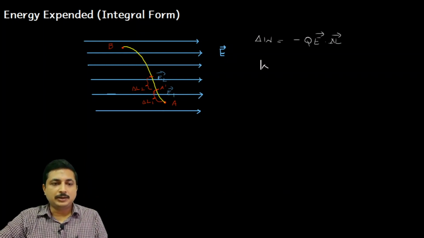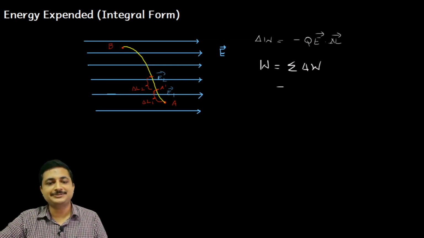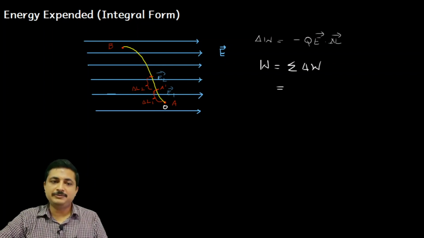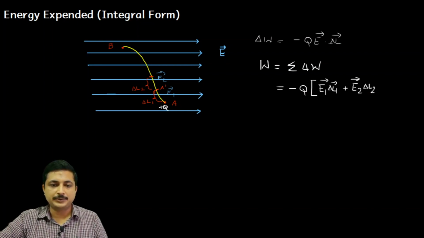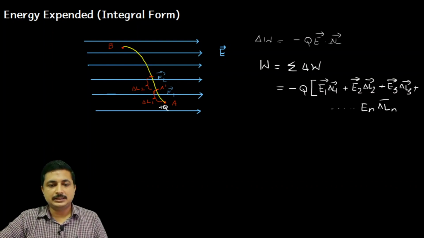Now let me write the total work done, which can be calculated as the summation of all the small differential works. That is nice, right? So this can be further written as minus Q, E1 delta L1 plus E2 delta L2 then E3 delta L3, all those small works added together. This will go up until I reach B. So I consider that I take so many small steps, say n steps, so I write it as En delta Ln. Is that fine?